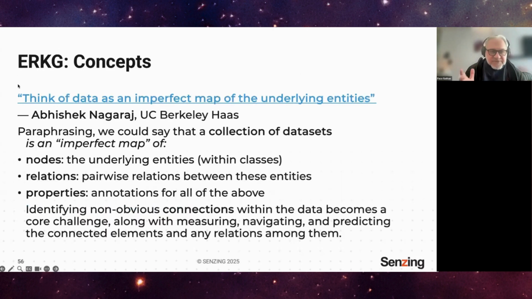I love this quote from Abhishek Nagaraj at Berkeley. Think of data as an imperfect map of the underlying entities. Because so much when we're representing people and companies and vessels and all, this is what we're doing over and over, is we're using data and we're having to navigate this kind of imperfect map. But another way of saying that is that within any collection of data sets, there's going to be some nodes and some relations, probably some annotations, properties, etc. Identifying the non-obvious connections, as Jeff was talking about, this is really the core challenge and how we can leverage data.